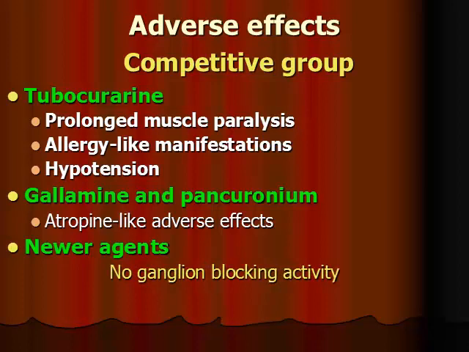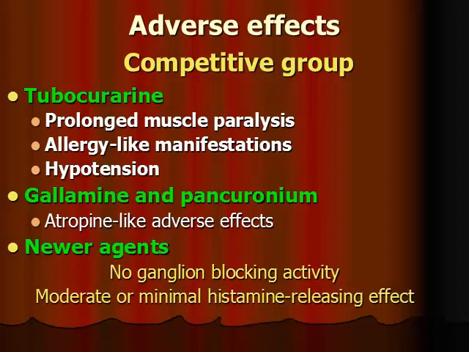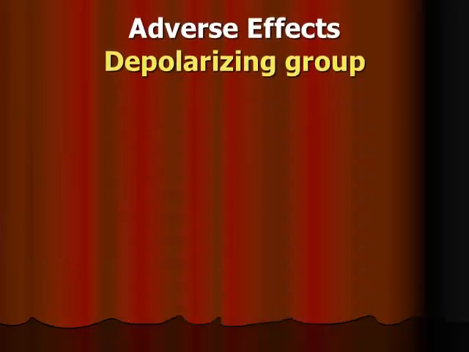They have no ganglionic blocking activity. Moderate risk of histamine release, as with atracurium, or minimal risk of histamine release, as with cisatracurium, rocuronium, and vecuronium. In fact, the safest neuromuscular blocking agents on the cardiovascular system are these last three drugs. Now, the adverse effects of the non-competitive, or the depolarizing group, that is succinylcholine.